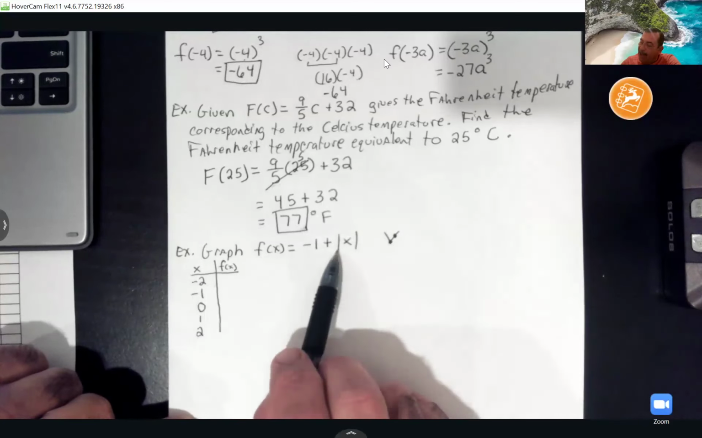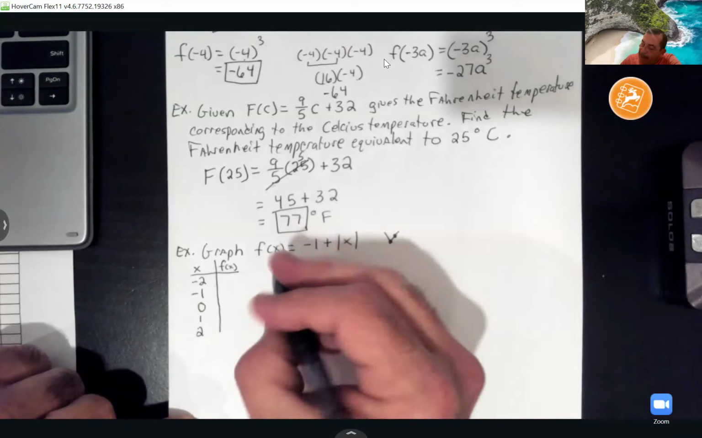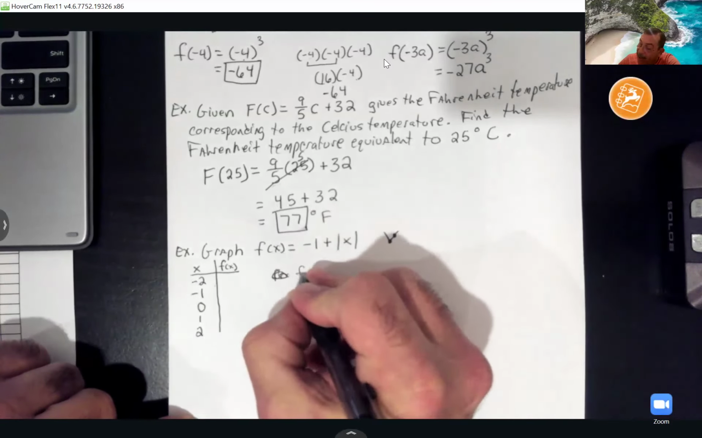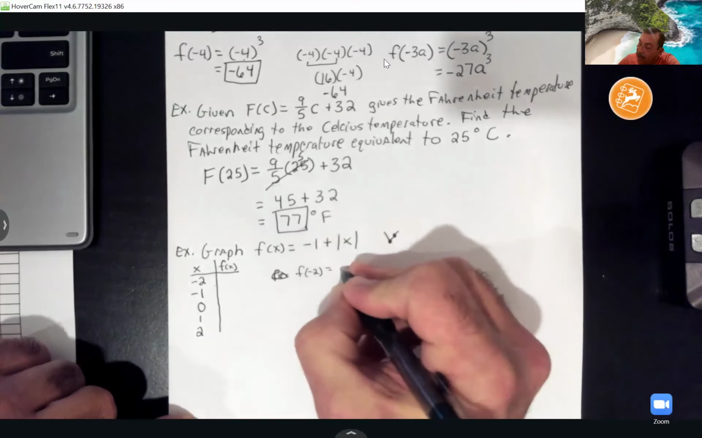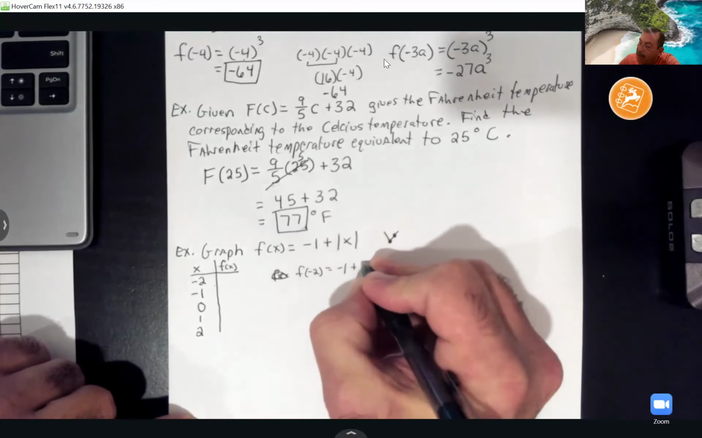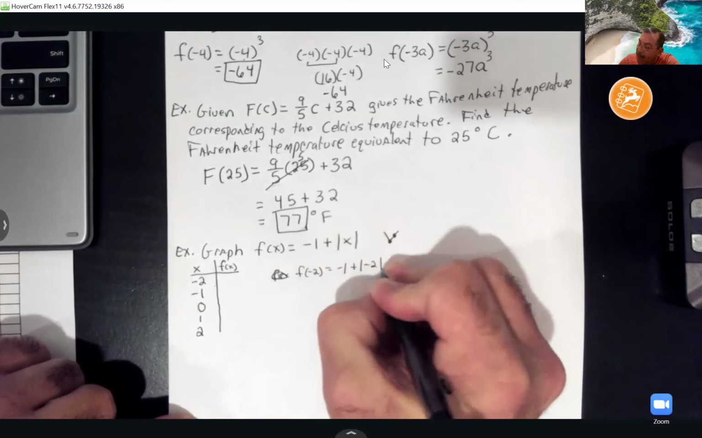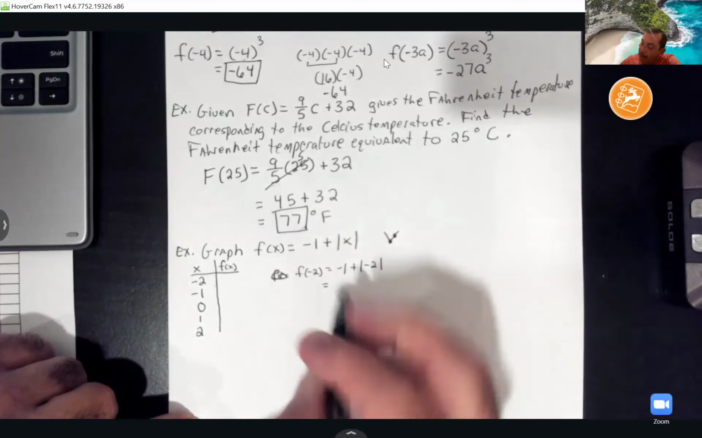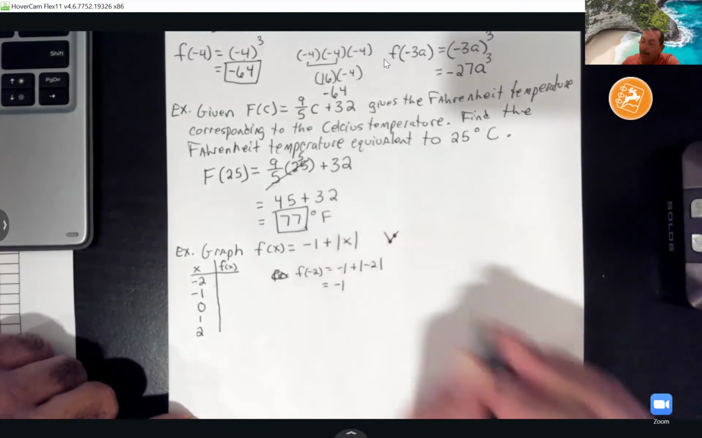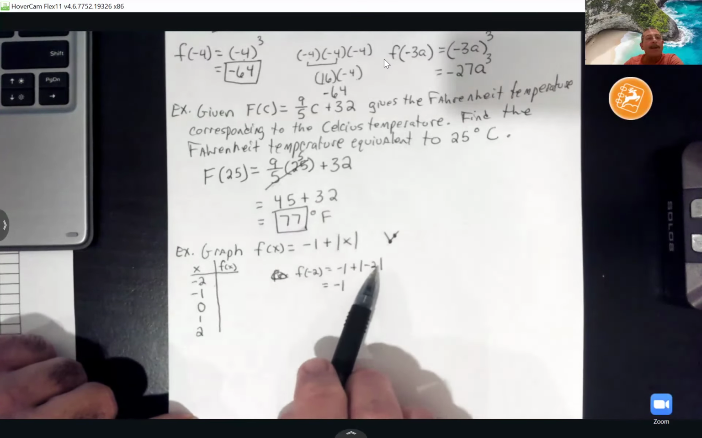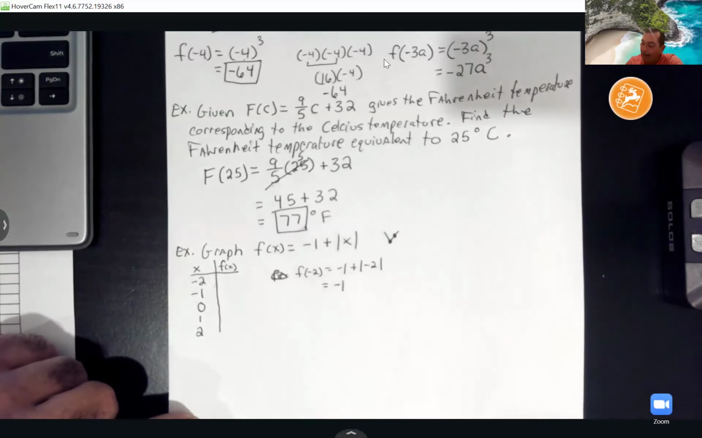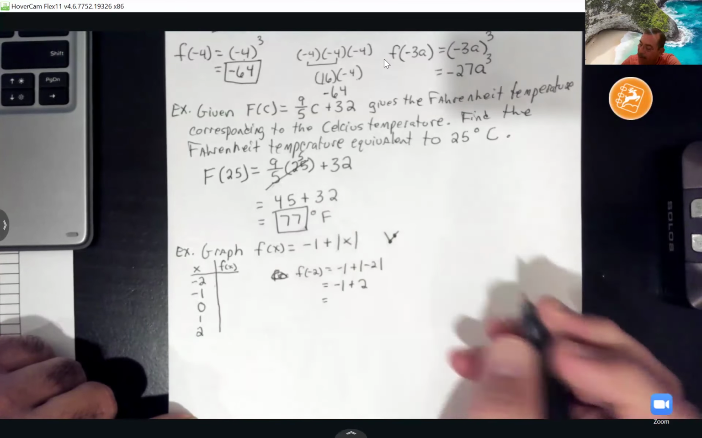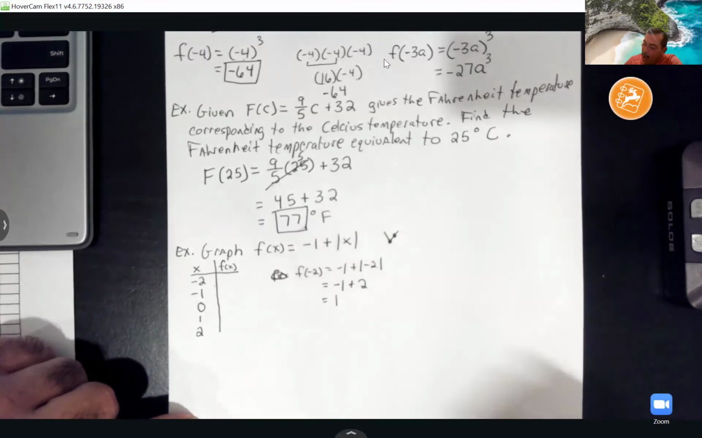All right, y'all, so let's see. We're going to put in a -2 first. So we would basically have f of -2 is going to equal -1 plus absolute value of -2. Well, y'all, you got to work the absolute value first, so bring down that -1. So what is the absolute value of a -2? 2. So now I got -1 plus 2, and that'll give us a 1.